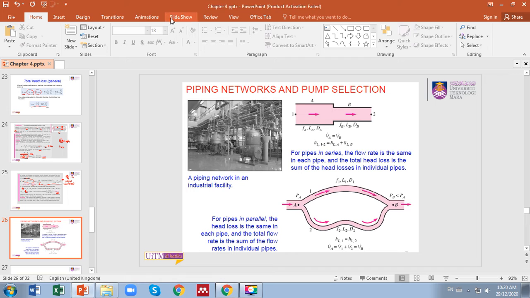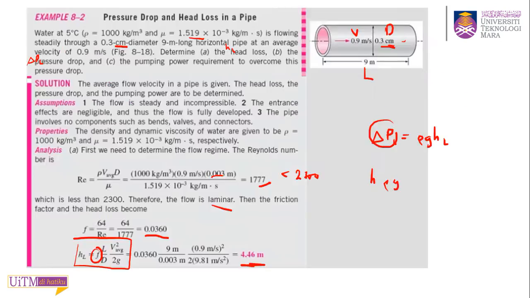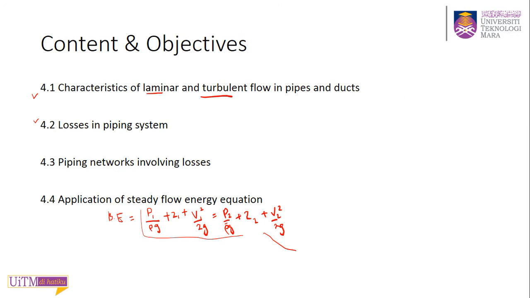Alright. Okay, we are now in chapter 4, still in chapter 4, the last part. Before that, let me recap first. We have covered 4.1 and 4.2, and in today's class we cover the last two subchapters, the piping network and also the application of the steady flow energy equation, the extension of the Bernoulli equation. Okay, so we will look at these two subchapters today.